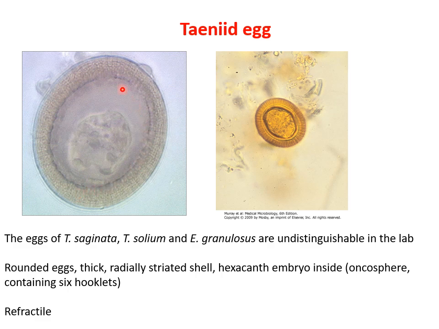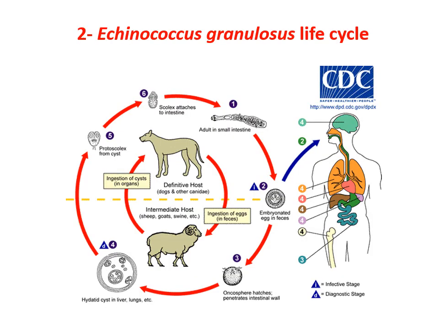For all these Taenia eggs, I just want to tell you that the eggs are round and have a radially striated shell, as you can see here. They contain a hexacanth embryo inside, which is basically an oncosphere containing 6 hooklets. These hooklets will evolve into either the 4 suckers and rostellum, or only the 4 suckers with 2 that degenerate. These eggs are refractile under microscopy.